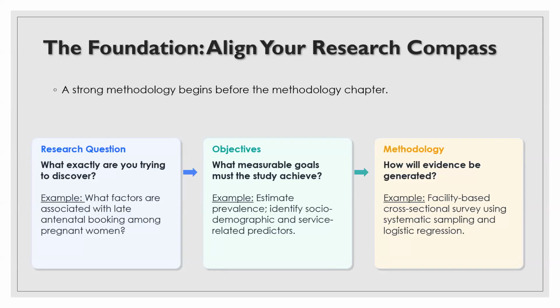Because at the end of the day, you want to be able to generate evidence and you want to be able to disseminate that evidence. But how do you go about generating the evidence truly? That's where your methodology comes in. All right, so an example could be a facility-based cross-sectional survey using systematic sampling and logistic regression. We will talk about these as we progress.